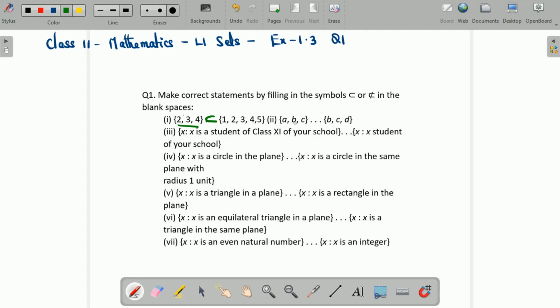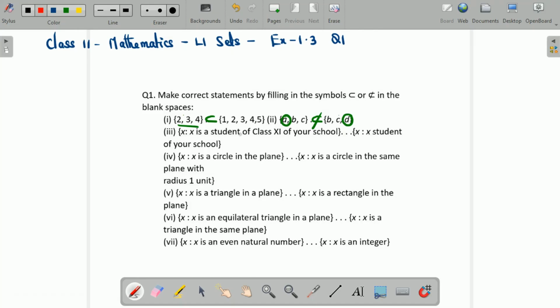Here A, B, C, whereas the right set there is B, C, D. See, in the right set there is an element D, and in the left set here it is A. A is actually missing from the right set. So I cannot exactly say A, B, C is a subset of B, C and D. So in this case, I'm going to write the symbol not a subset. Now let's take up the third one.